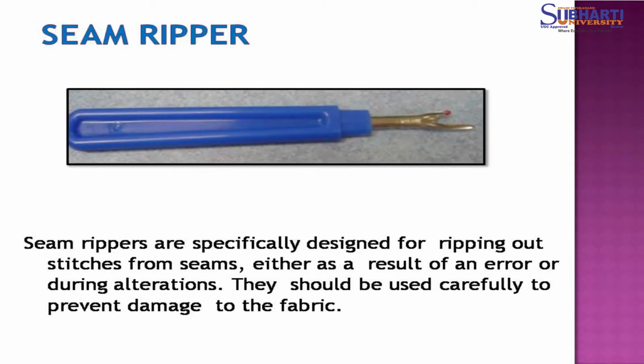Now the next tool is the seam ripper. A seam ripper is basically used when we have done some incorrect seams and have to take them out from the garment. One cannot always sew perfectly the first time, so seam rippers are used when we have to take out the seams. Seam rippers are specially designed for ripping out stitches from seams, either as a result of an error or during alterations. They should be used carefully to prevent damage to the fabric.